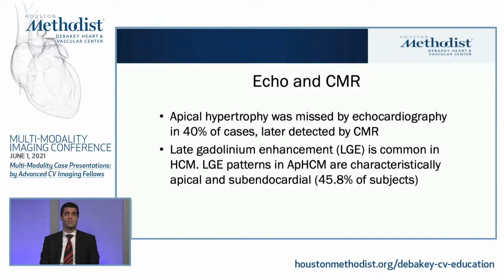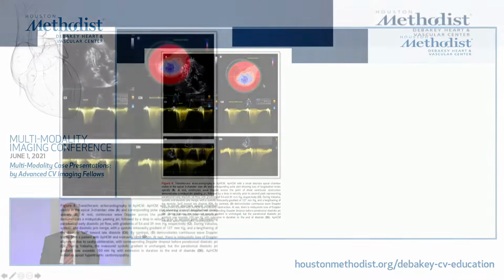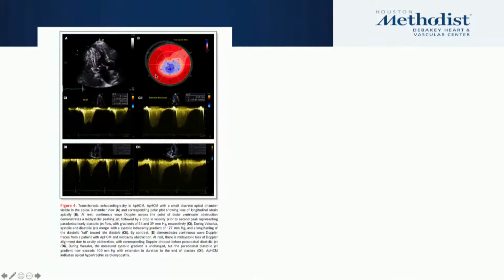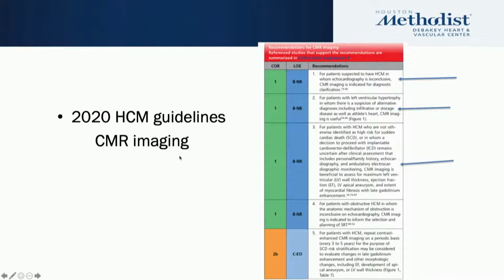Late gadolinium enhancement is common in HOCM, and usually it's apical or subendocardial. And this is the strain pattern with the apex being affected. Obviously, a slit-like appearance. I'm going to skip the Doppler. This is the mid-cavity obliteration, and then these are the MRI findings that I've already discussed.